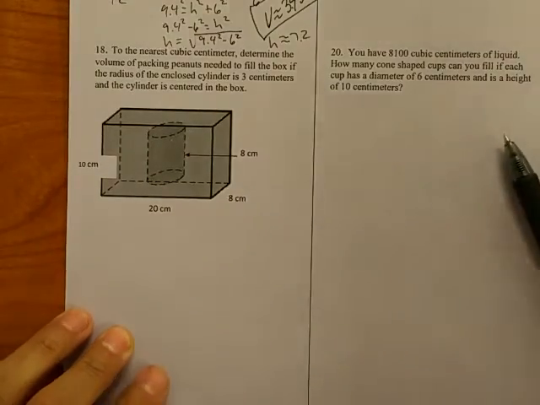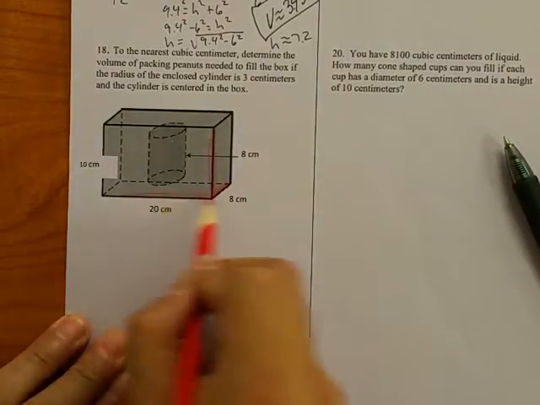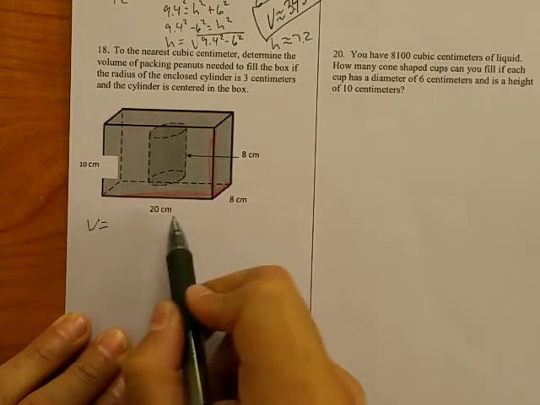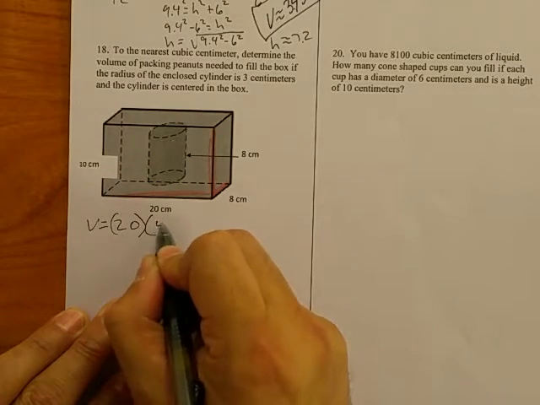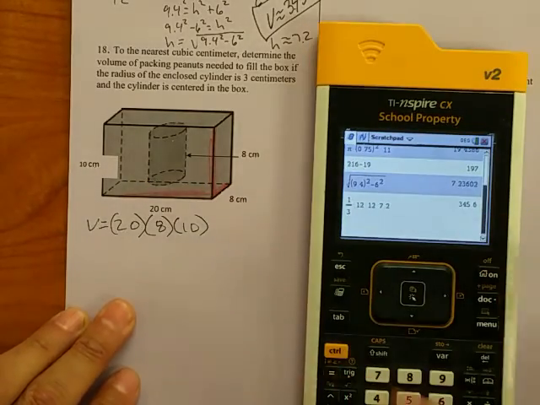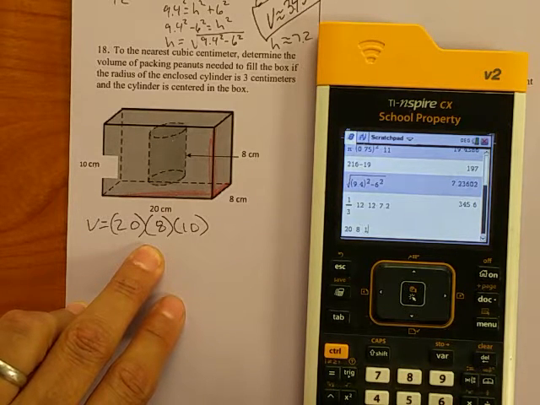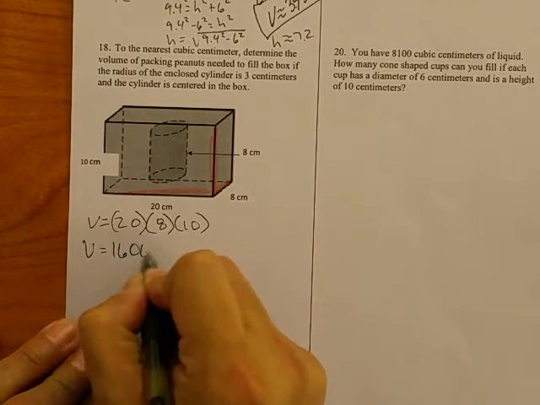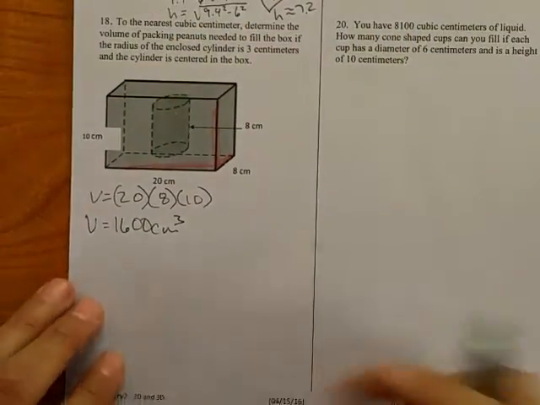Volume of this, so let's do our, whenever I'm doing a prism, I always go like that. So volume is, length is 20, width is 8, and the height is 10. 20 times 8 times 10, I get 1600 cm cubed.